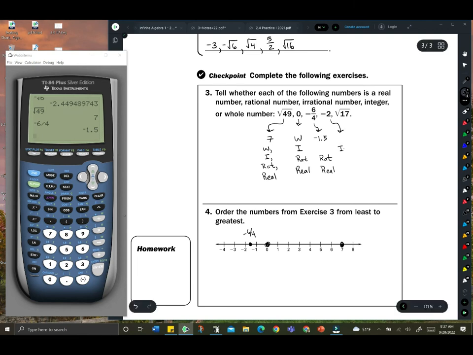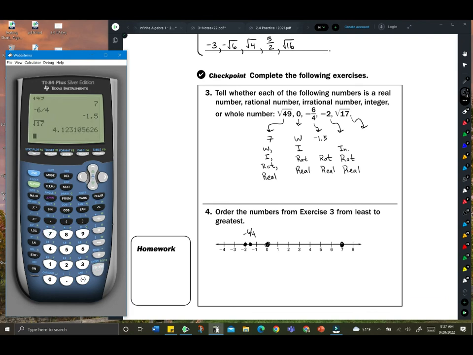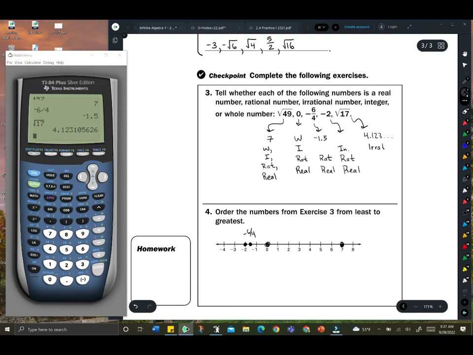-2. It is an integer. It is rational and real. About there. And square root of 17. Let's see what that is as a decimal. It's about 4.123, and so forth. So, not repeating, it's a long decimal. It's irrational and real. And it is about there or so.